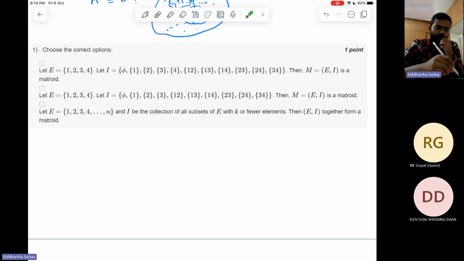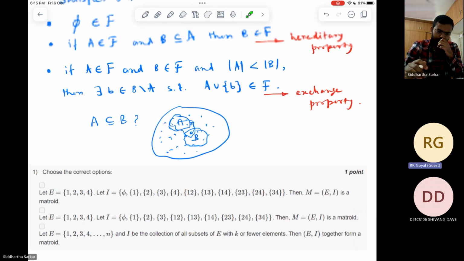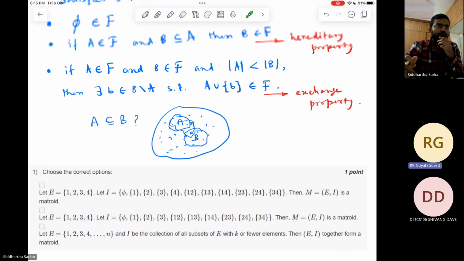So we have been given a universe and the family I, which are nothing but some subsets of the universe. So you have to decide whether the tuple E comma I is a matroid. If I use the heredity property here, it says that if A is part of the family, and if B is a subset of A, then B would also be part of the family, is it?